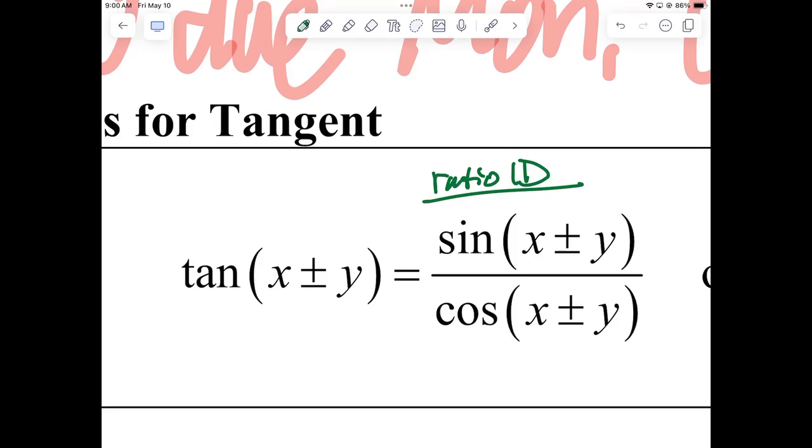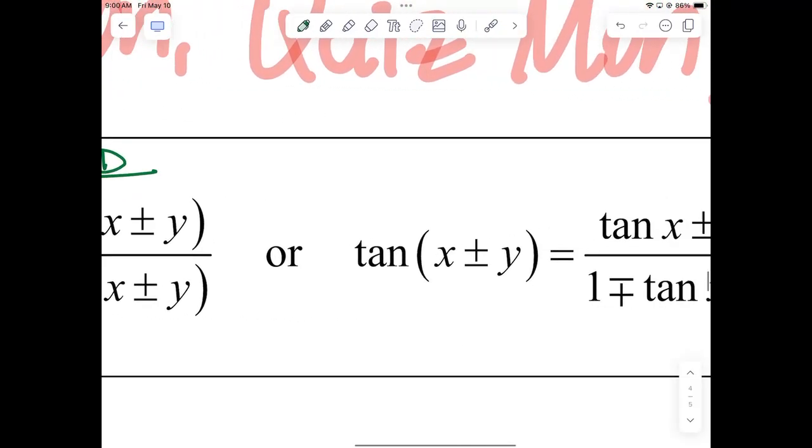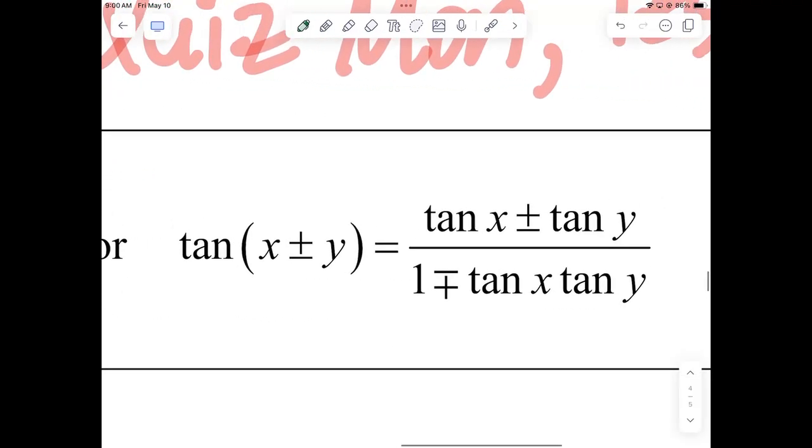But tangent also has its own identity that's in terms of itself. And here's the other version of it. Tangent of x plus or minus y is equal to tangent of x plus or minus tangent of y over 1 minus plus, change the sign, tangent x times tangent y.